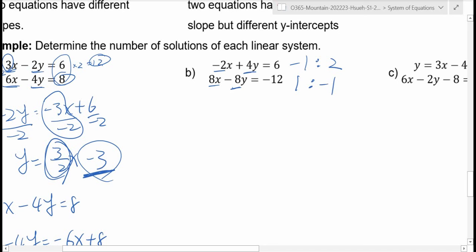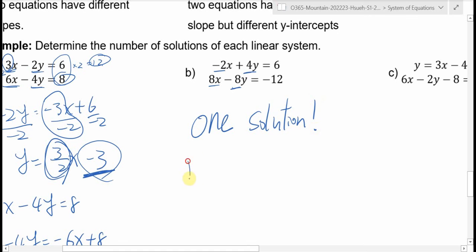Again, the ratio is not the same, and therefore they will not have the same slope. If they don't have the same slope, we already know these would be two intersecting lines, and therefore there is going to be one solution. One solution only, because of different slopes.